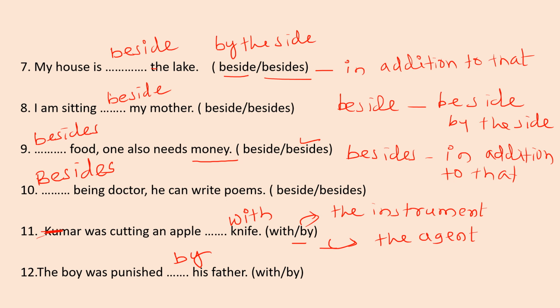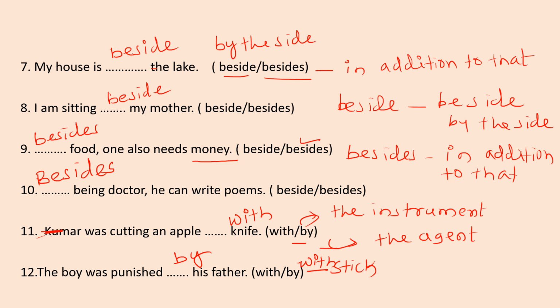Suppose I tell one more here. The teacher is punishing the students dash stick. What will come? So here, stick, what is it? It is an instrument, and that's the reason the answer will be "with". Okay, so knife with, stick also with, because it's an instrument. So you might be getting the differences between how to use with and by.